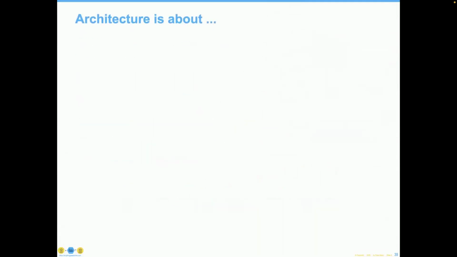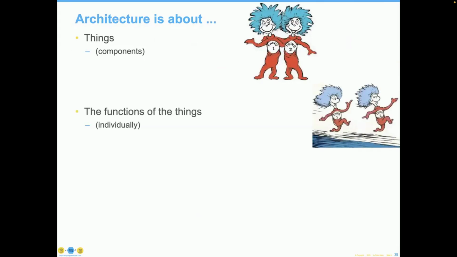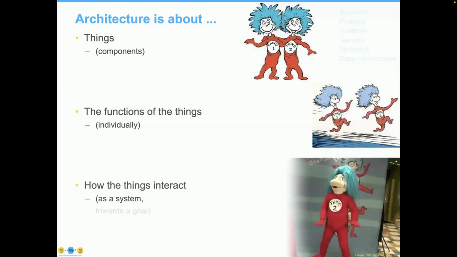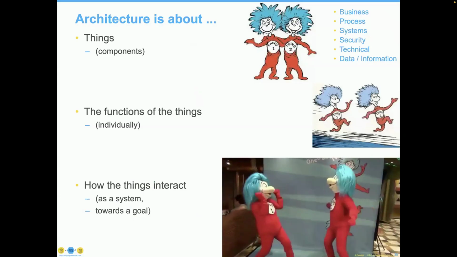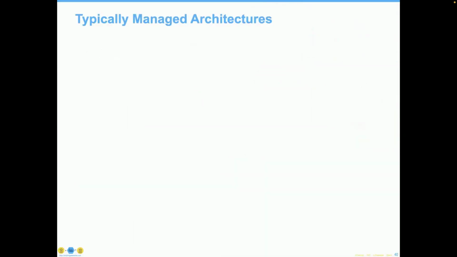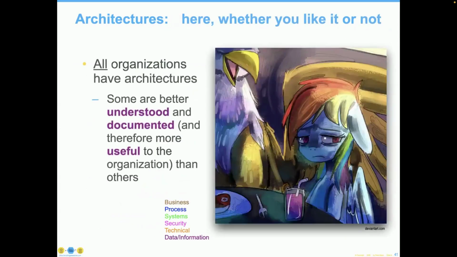And again, just to refresh our memories, architecture is all about learning about the things that you have in your scope and the functions of those things, what they do and how they interact as they're doing whatever it is that they do. And so this kind of a process of understanding things at this level gives us a number of different architectures that can be managed: business, process, system, security, technical, data, and information. Of course, we're concerned here. Every organization that is functional has a form of architecture. The only question is, is it understood? And that usually correlates to documented, because if they're not understood, they can't be useful to the organization.